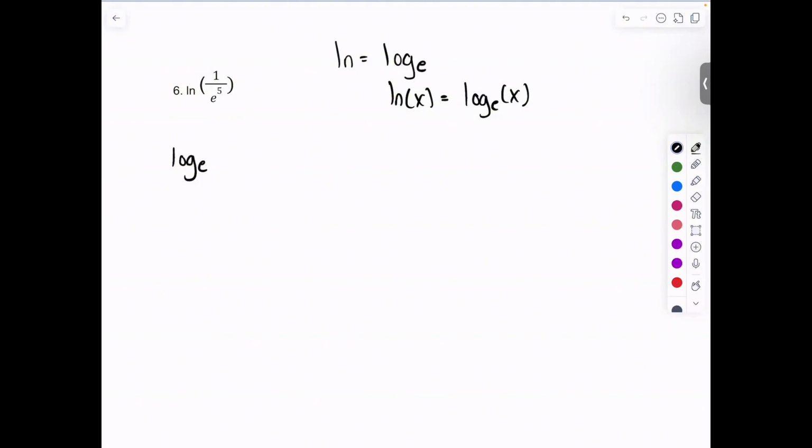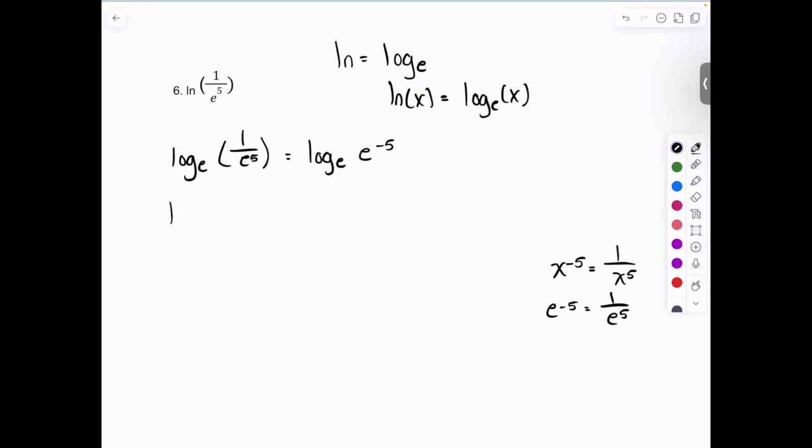I'll rewrite 1 over e to the 5th. I can take it a step further: log base e of e to the negative 5. Remember, x to the negative 5th power is 1 over x to the positive 5. Likewise, e to the negative 5 is 1 over e to the 5th, which is what I have in my original problem. So I'm good now.